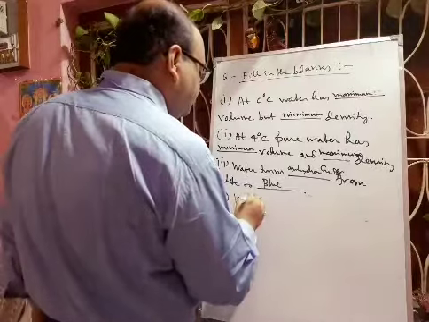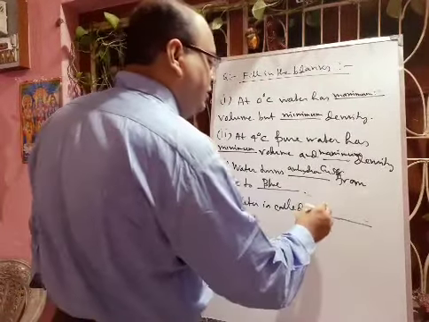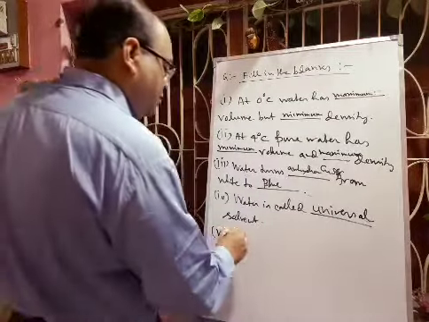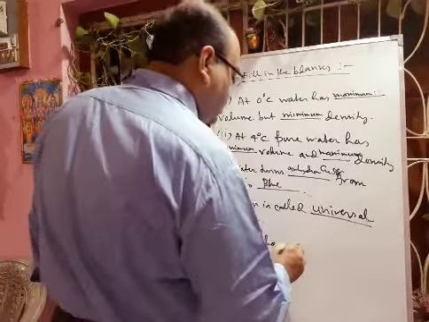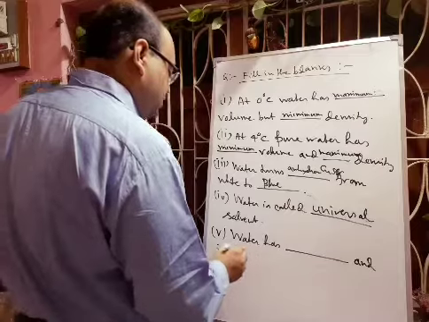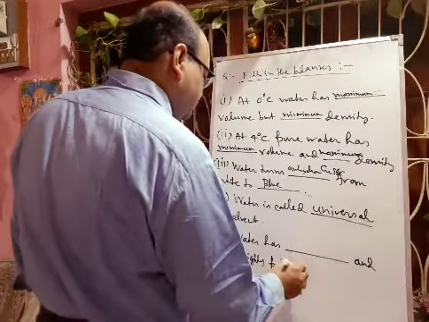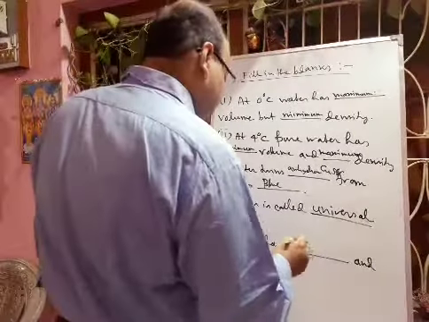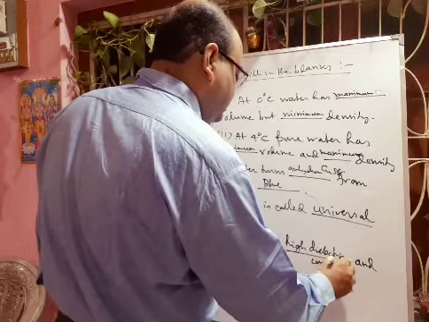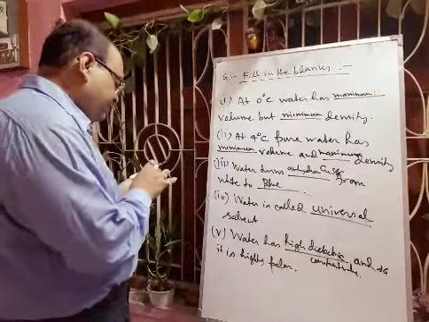Water is called dash solvent. Here you have to write universal solvent. Next, water has dash, and so it is highly polar. So here you have to write high dielectric constant value, and so it is highly polar. So this type of question is very important.